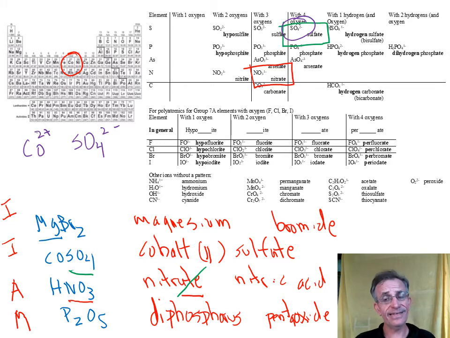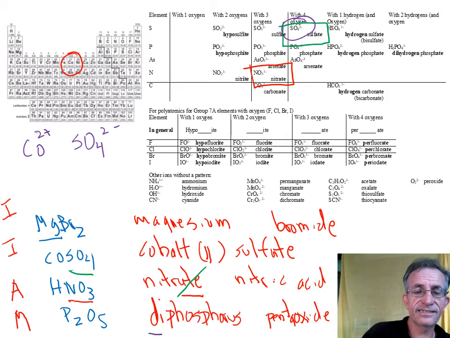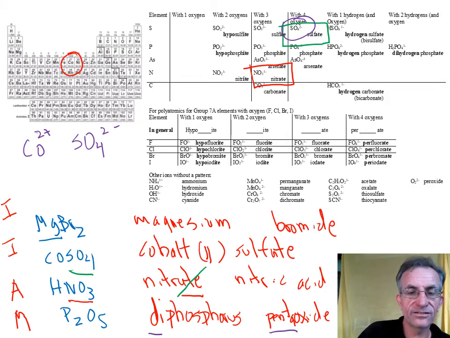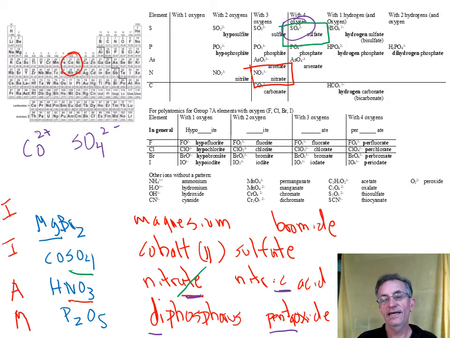So yeah, there's a lot to keep in your head. Molecular: prefixes, please. Acids: change the ending, ate to ic, please. And then for ionic, that's where you might need the Roman numeral. But no prefixes, no prefixes.